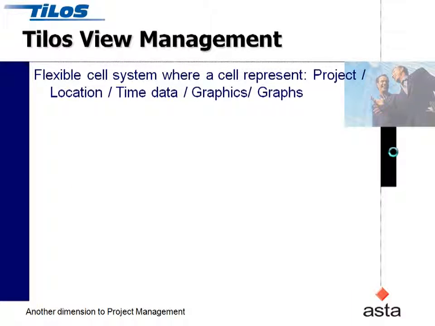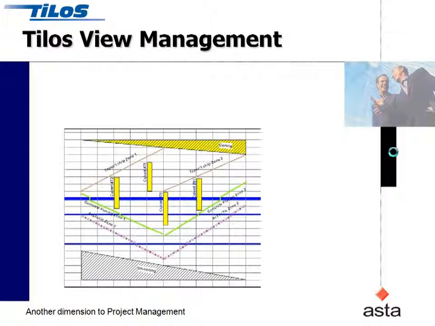In TILOS, there's a concept called view management where we can make a window made up of cells, much like in Excel, and each cell contains different information and can be of a different size. So we start our cell by creating a project cell which contains our information, and this is very much what a project looks like in a time distance manner with different shapes and objects and line colors.